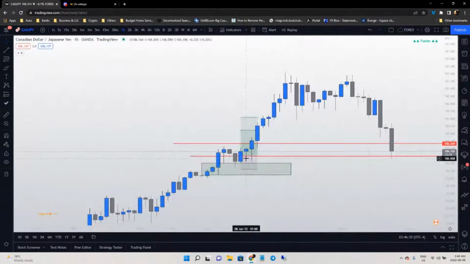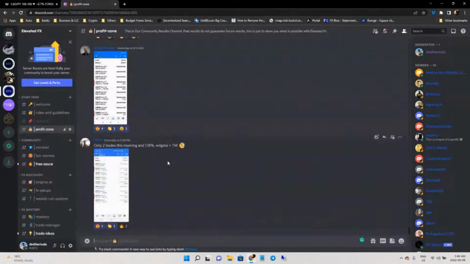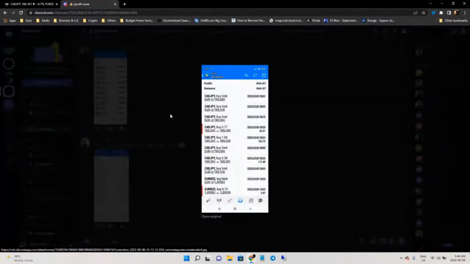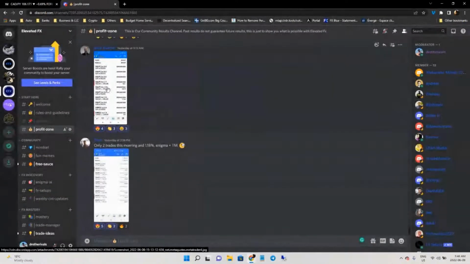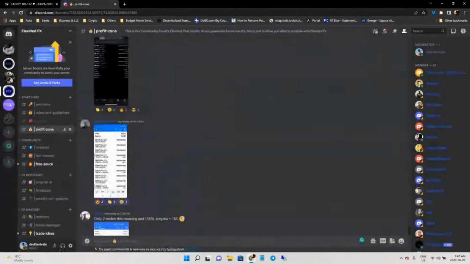CAD JPY was set up here, and I'm going to show you the profit zone that we have with EFX. People that took the trade idea crushed it. Example: shout out to Joseph. He took the CAD JPY trade as a pending order. I'm pretty sure he was using the trade manager with that.